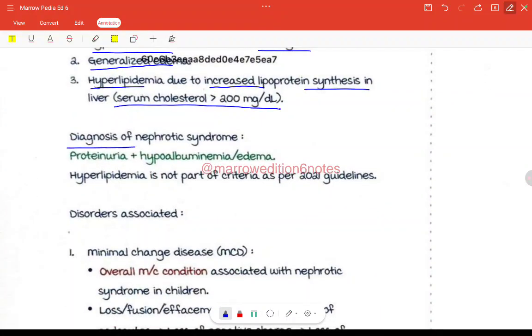How do we diagnose the nephrotic syndrome? By proteinuria and hypoalbuminemia or edema. Okay, this is very important. Proteinuria and hypoalbuminemia or edema. Hyperlipidemia is not a part of criteria as per 2021 guidelines.